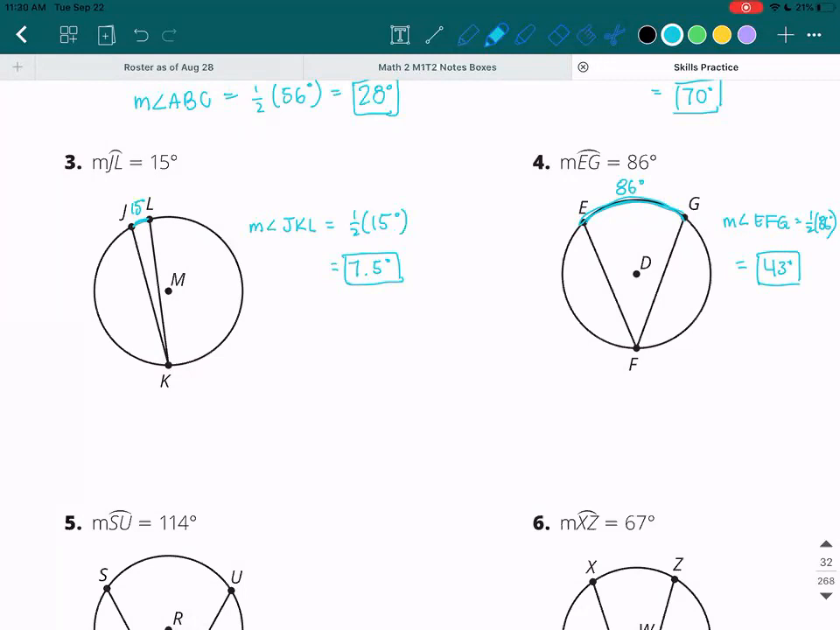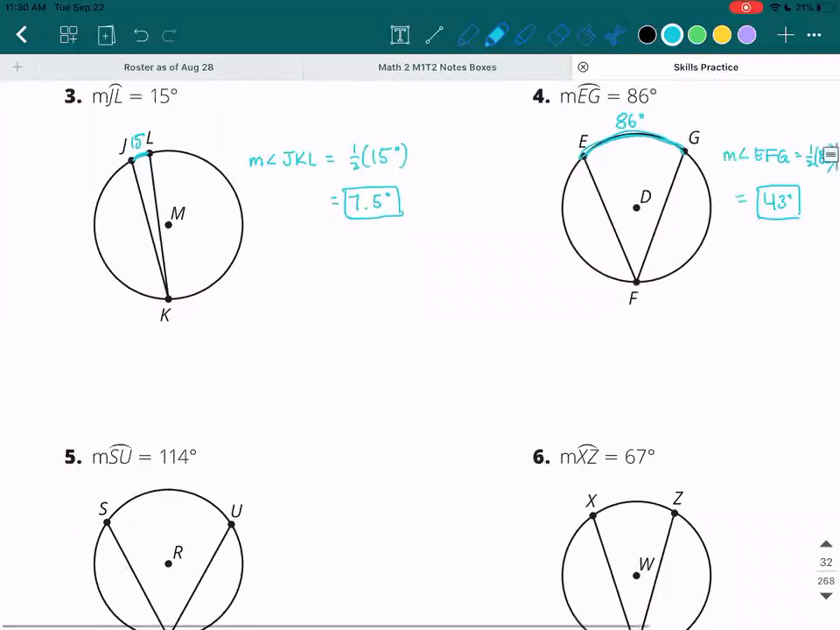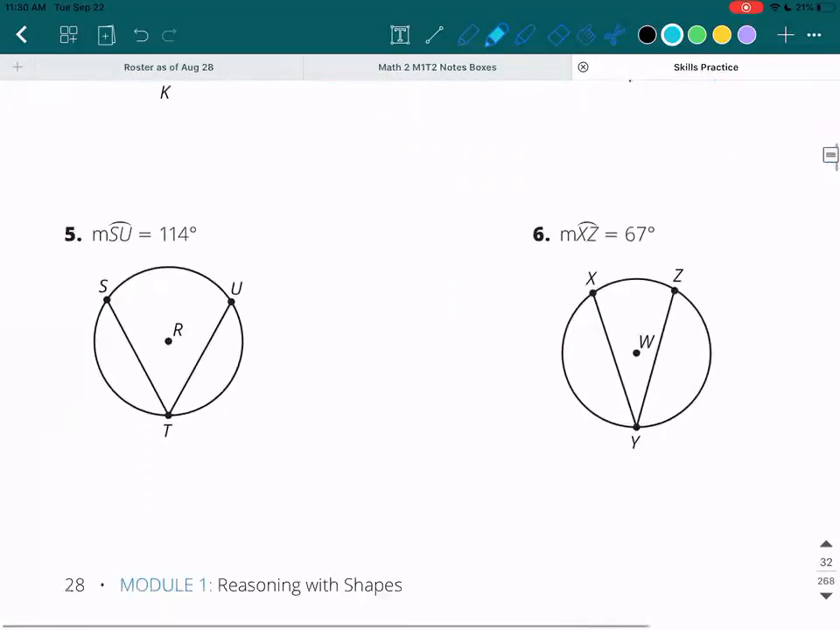Okay. Anybody need to copy this one still? All right, so let's go on to 5 and 6.